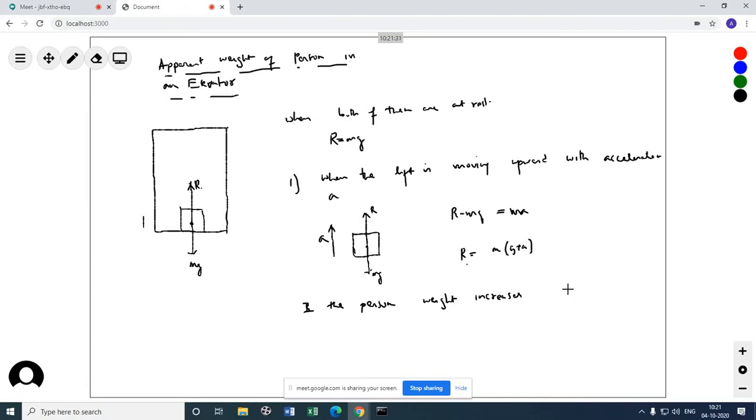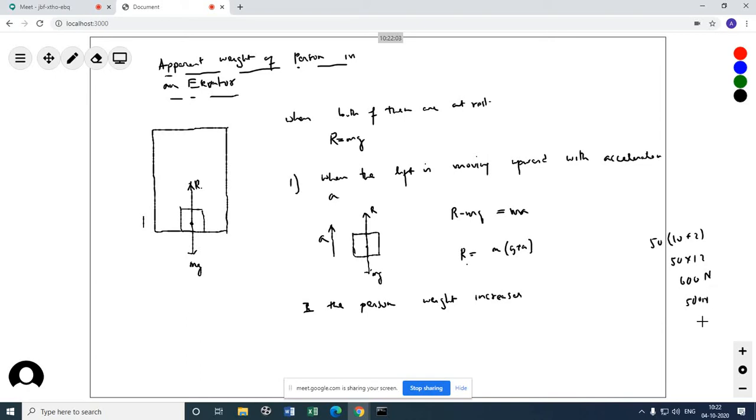So if one person's weight is, let's say, 50 kg, and the acceleration is, let's say, 2 meter per second square, so you can guess 50 into 10 plus 2, that gives me 12. So 50 into 12, how much is this? Around 600 Newton. Whereas for only g, it would have been 500 Newton. Right? Yes. It would have been 500 Newton.